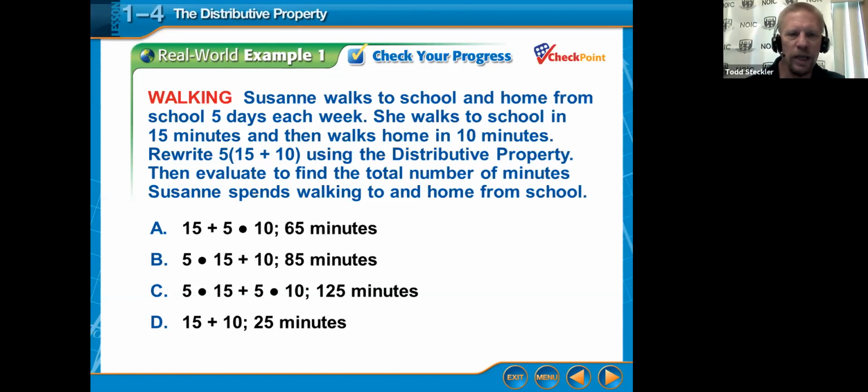And then if we work that out, 5 times 15 is 75, and 5 times 10 is 50. 75 plus 50 is 125 minutes. Notice that if we chose to do the addition first, 15 plus 10 is 25, and 5 times 25 is 125 as well.